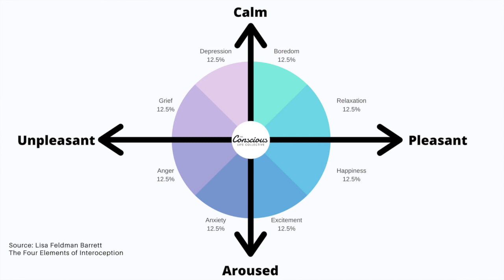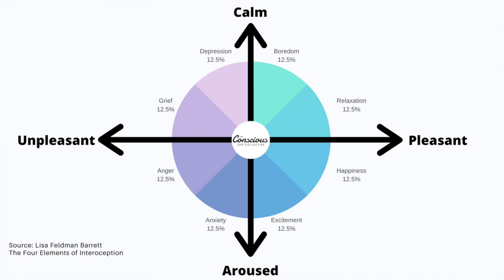We can use that example a bit later when we come to part 4 and look at how we use this information in our real day-to-day life. But the idea is, if we're feeling unpleasant and we're feeling calm, we're more towards the depressive state.